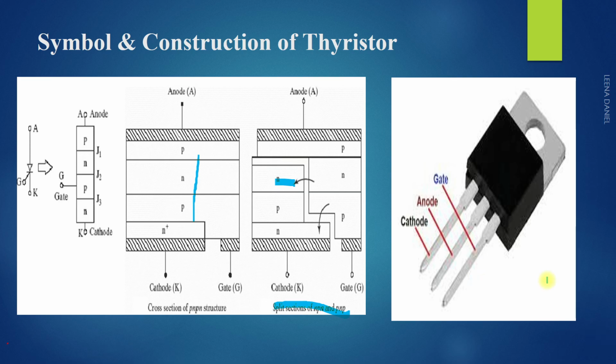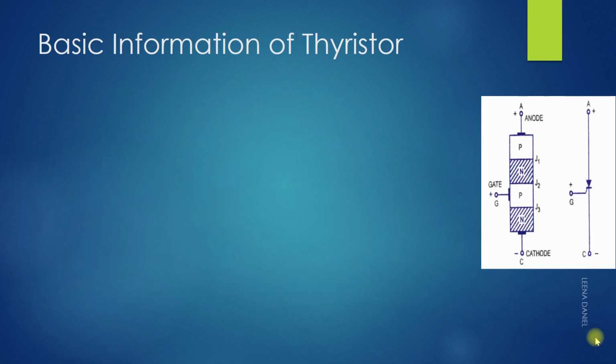This is the actual view of thyristor. It looks like that. This is the cathode, anode and gate terminal, and this hole is provided to install the thyristor in a PCB plate. Now we will discuss a few basic pieces of information about the thyristor.